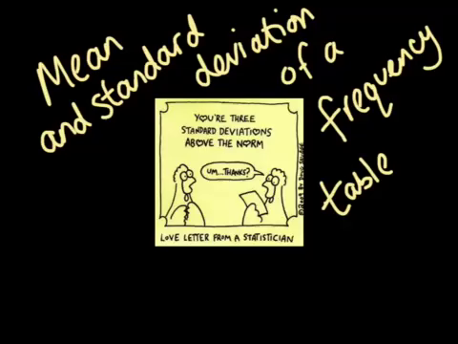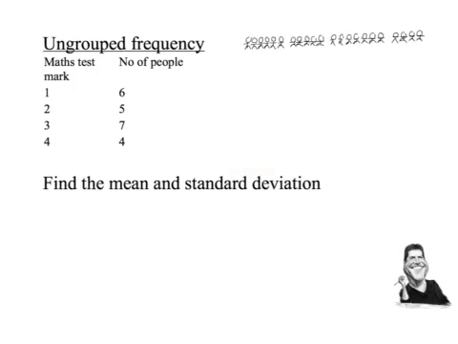Okay, we're going to look at mean and standard deviation, this time of a frequency table. Now we're going to find the mean and the standard deviation of a frequency table, and we're going to start with an ungrouped frequency table. We're going to have a look at the mean first.